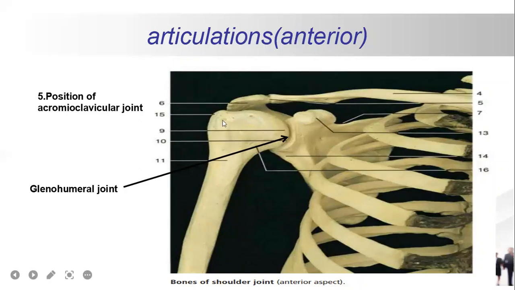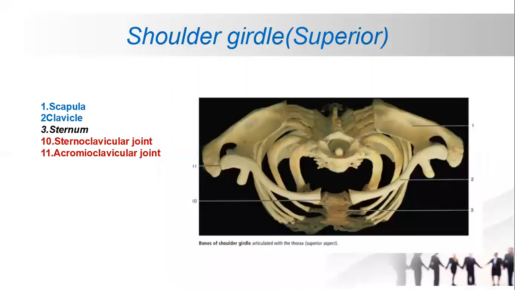Number 5 is identified as the position of the acromioclavicular joint, the joint which I've just stated from the above diagram. This is just the shoulder girdle from the superior view. So this image was taken from the superior view.